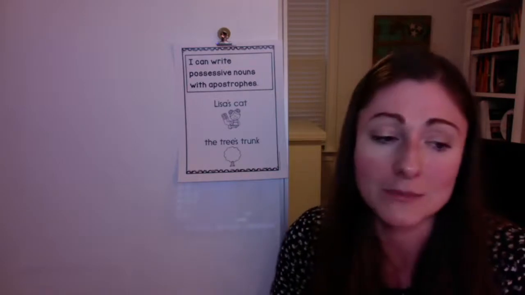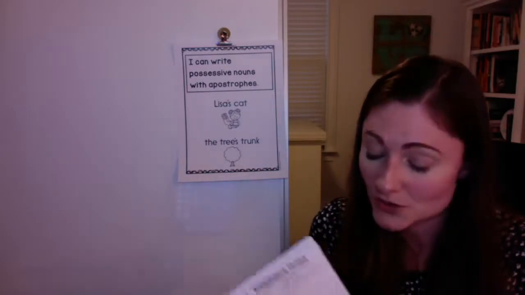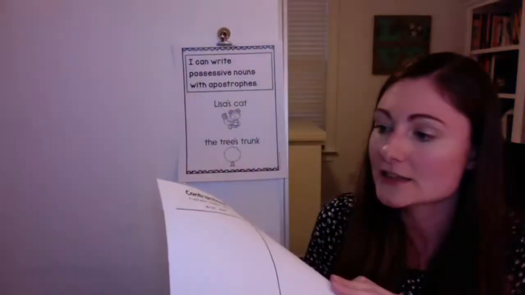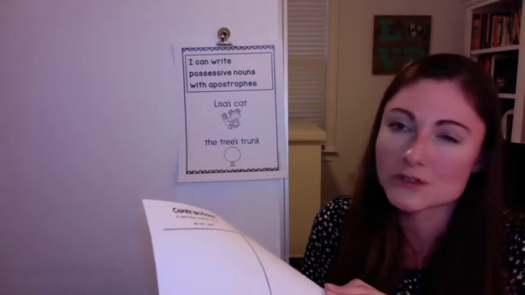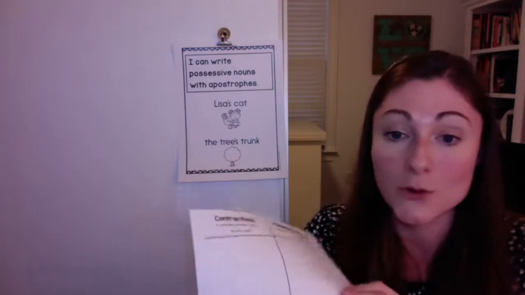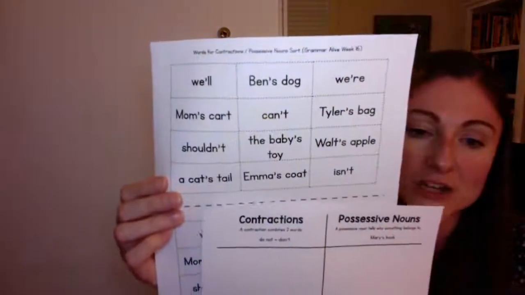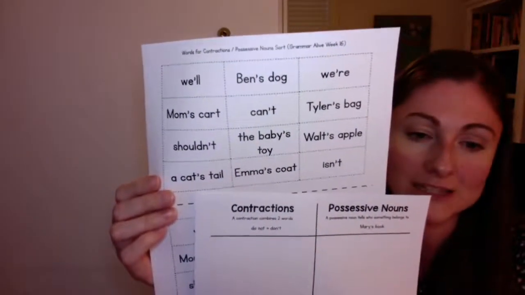This is typically something that I do with my more advanced students, but we'll do a contractions versus possessive noun sort. Kids tend to confuse the two, or if they don't confuse the two, they don't always know why they're using an apostrophe. And so here I have like a half sheet. Some are contractions, some are possessive nouns.